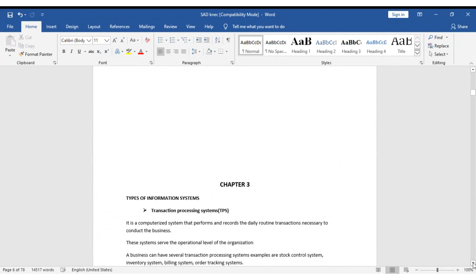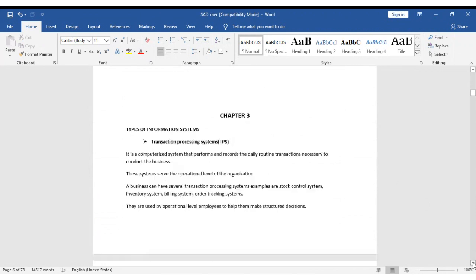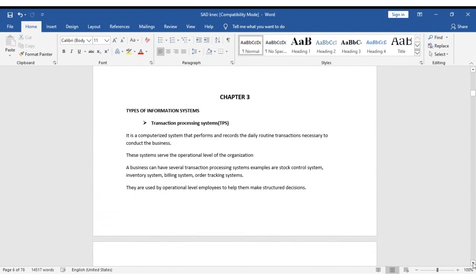Now, types of systems. We have different types of systems. We have transaction systems. Every organization has transactions that happen on a daily basis, and you need a transaction system to record every transaction that happens.